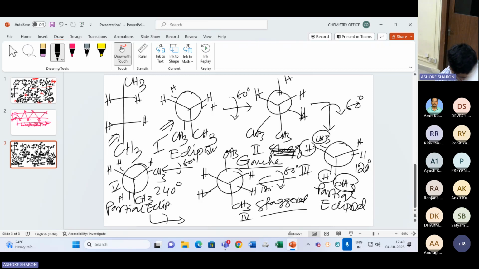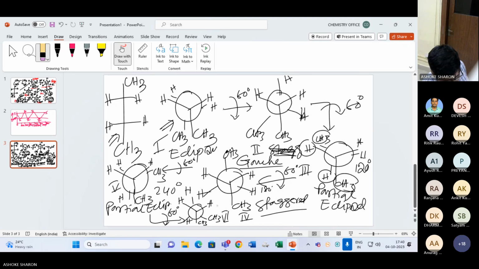Now you do again a 60 degree operation. Then what will you get? This is CH3, this is CH3, hydrogen, hydrogen, hydrogen, hydrogen. So this structure is structure number 6, and this is called gauche again. This is a gauche structure.